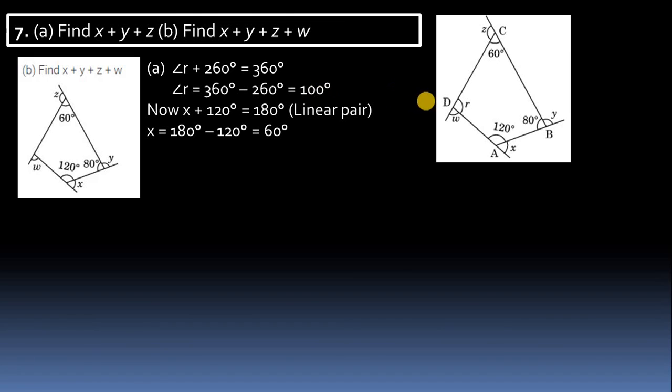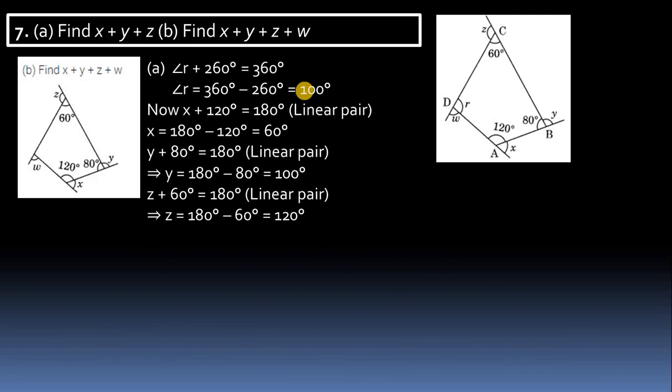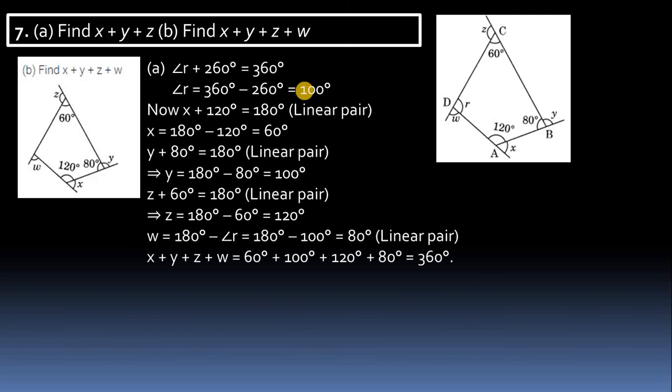Now here according to the linear pair, you can easily calculate the values. Here x is 180 minus 120, y is 180 minus 80. If you calculate z, 180 minus 60. If you calculate w here, 180 minus the value of r, that is 100. So in this way, one by one we did that. As you calculated z, then w also we calculated, and then for the addition of x, y, z, w, whatever values are there you have to put, and you will get the angle 360.